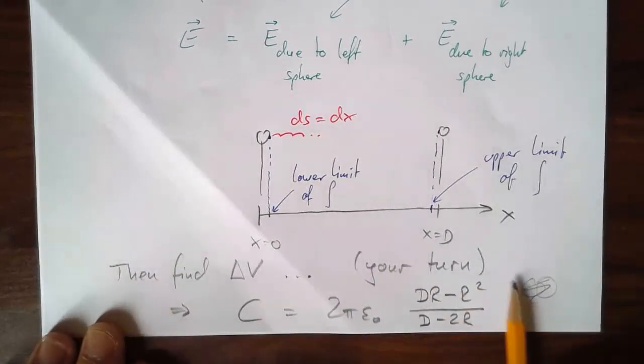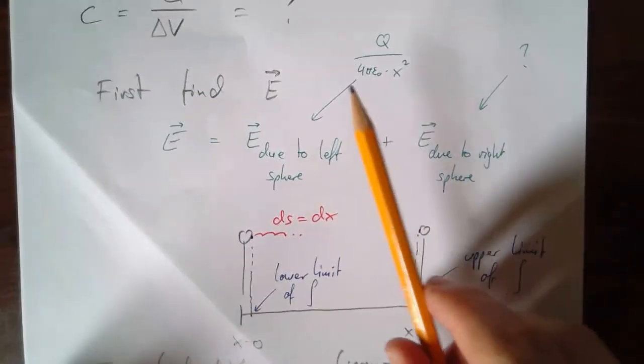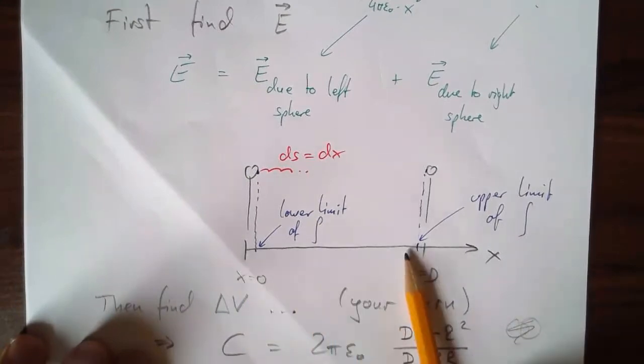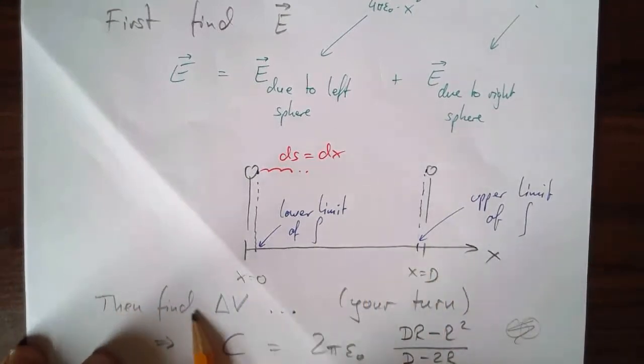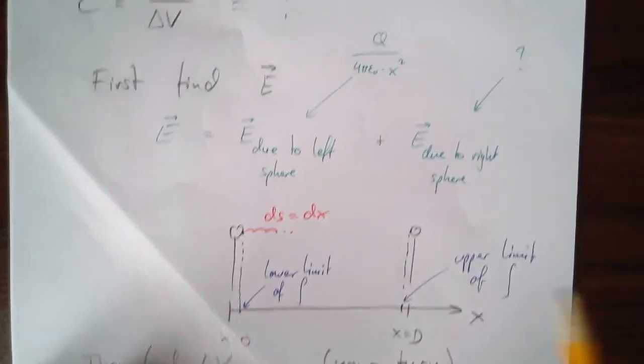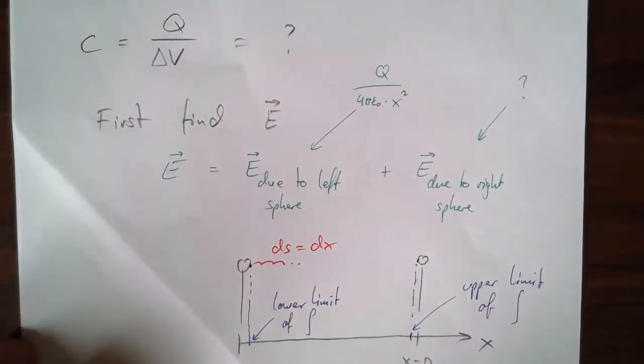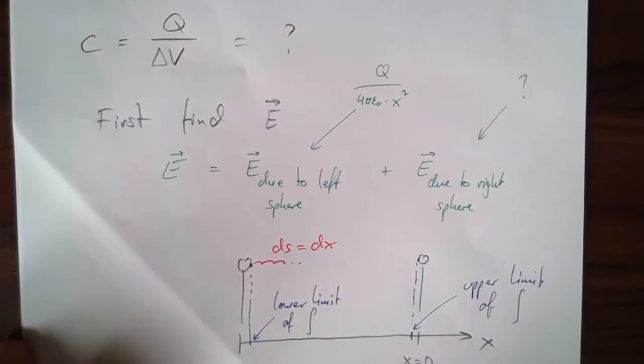But see if you can derive this. You've got the electric field for the left one, figure out the electric field for the right one in terms of x, and then you can perform the integration to find delta v. If you can do this, great, it means you've understood how to find capacitance, how to calculate potential difference from field, and so on.